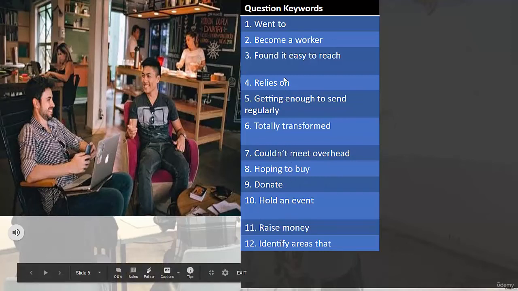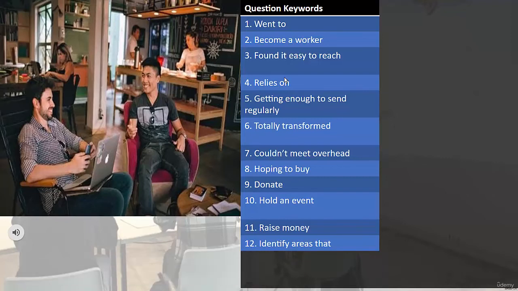So these are the question keywords. Your job is to listen for the paraphrase or the synonym language that they give that relates to those question keywords. Write it down on the right side of your table. If you need to stop the lecture to write, that's perfectly fine in this instance. Okay, let's go ahead and play the audio.